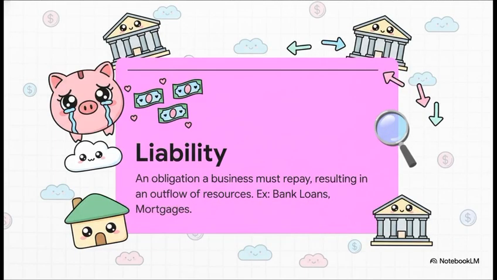All right, next are liabilities. And this is just the flip side of the coin. If assets are what you own, liabilities are what you owe. Think of it as the company's debts. We're talking bank loans, mortgages, basically any money the business has to pay back to someone else.